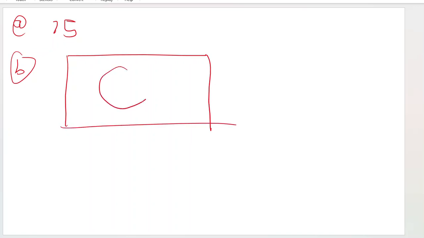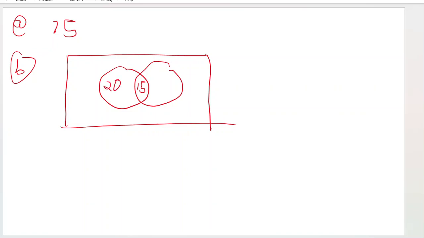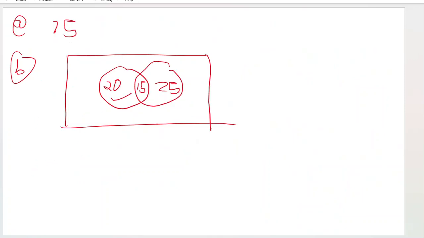Now, our current diagram can be framed in the following way. We can place the diagram as follows. Earlier it was X, now we know this X is 15. Now this was 35 minus X, now 35 minus 15 is 20. Similarly, this is 40 minus X, now 40 minus 15 is 25. Now what we are asked in part B is how many students have joined only one of these two clubs. That means we have to add this 20.